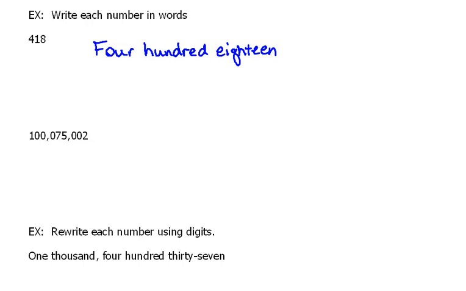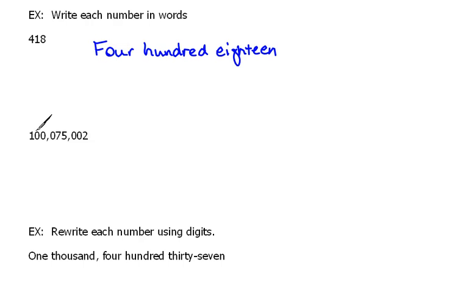Now notice that I did not say "and" in there anywhere. I didn't say four hundred and eighteen. That is not proper at all. "And" is technically a decimal point. So we don't ever want to put in the word "and" unless we're talking about decimal numbers. So this one just would be four hundred eighteen and we would leave it at that.